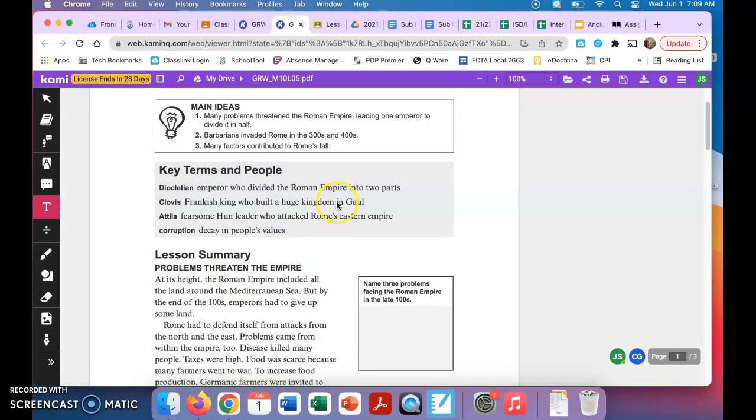In our key terms and people box, we have Diocletian, emperor who divided the Roman Empire into two parts. That's what you heard about in number 1, the first main idea. Clovis, he was a Frankish king who built a huge kingdom in Gaul. Attila, fearsome Hun leader who attacked Rome's Eastern Empire. You may have heard of Attila the Hun. And then corruption means decay in people's values.